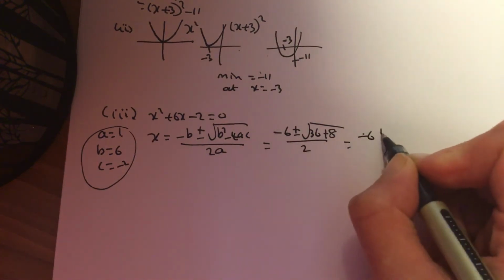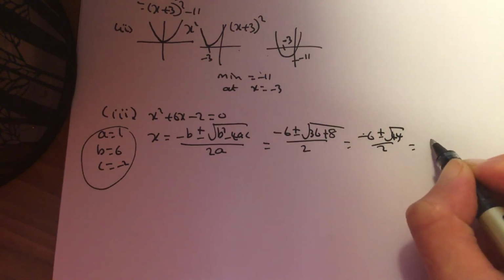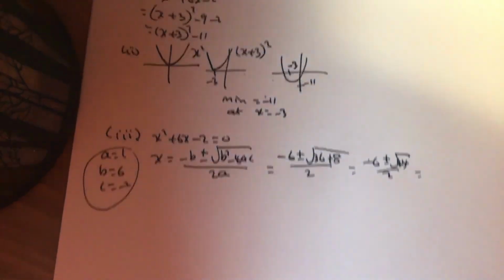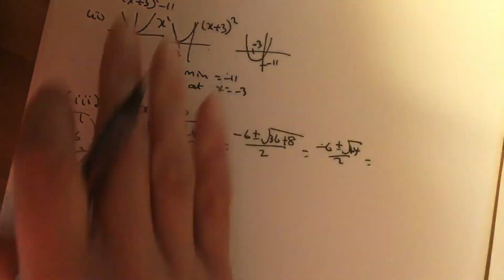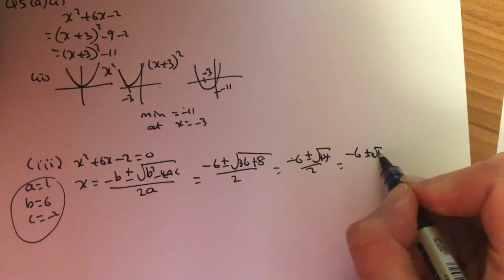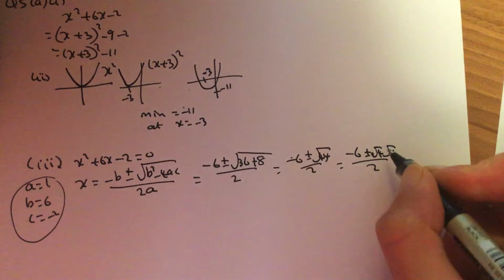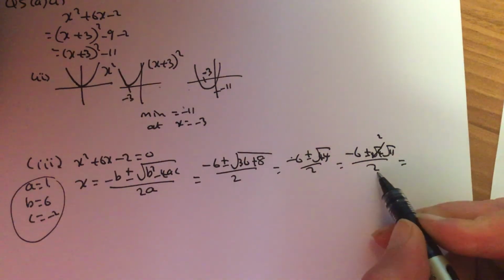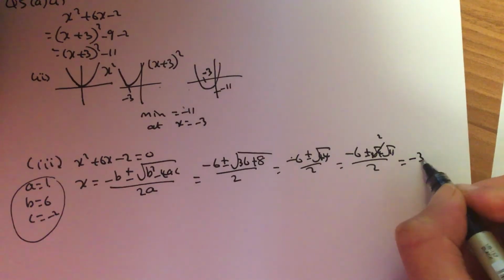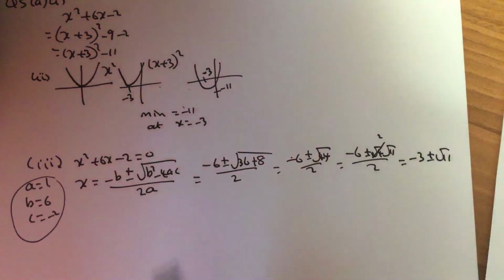So minus 6 plus or minus the square root of 44 over 2. You would be expected to break that down into minus 6 plus or minus square root of 4 square root 11 over 2. Square root of 4 is just an ordinary 2, and you would be expected to divide through by this 2. So minus 3 plus or minus root 11, the 2 divided by 2 is gone.